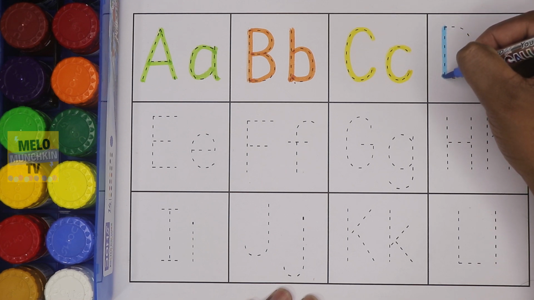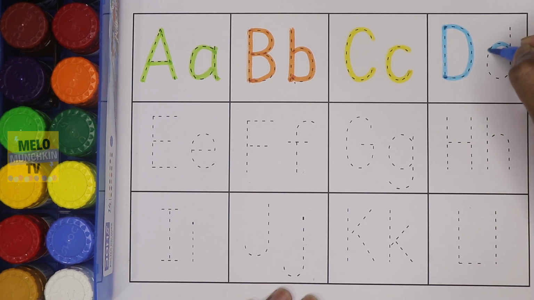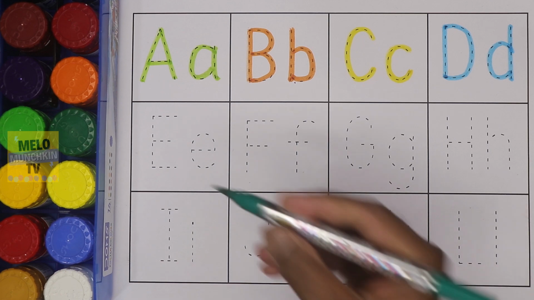Blue color. This is capital letter D. D for dog. And this one is small letter D. D for dog.